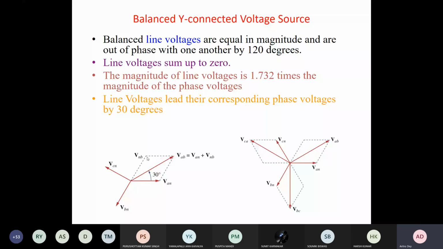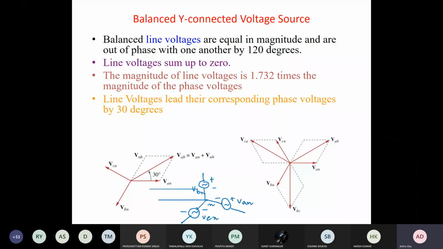This is how we get the three phase voltages A, B, C. Then if we have to find the line to line voltage, this is your VB, VA, and this is VC, say. So this is VAN, VBN, VCN, and this is the neutral point, where the potential is equal to 0.